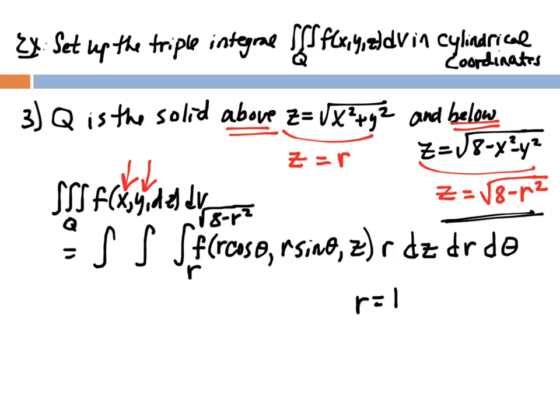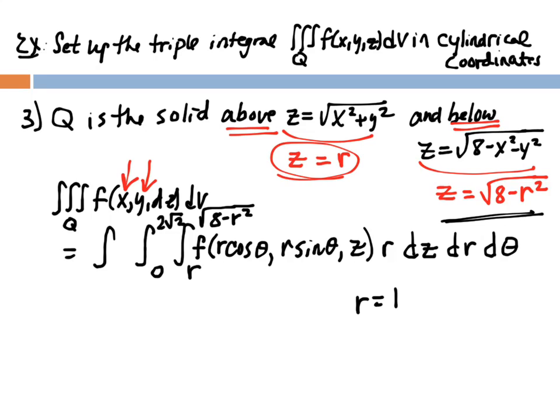Okay, we need limits of integration on r. So there are limits on what r can be. Obviously r can be anything in z equals r. R cannot be anything in the square root of 8 minus r squared. So what is the smallest value for r? It's 0 because r is the radius, right? So we're looking at 0. What's the largest value for r? Square root of 8. That's exactly right. Or if you write it simplified, it'd be 2 square roots of 2. That's my upper limit for r.